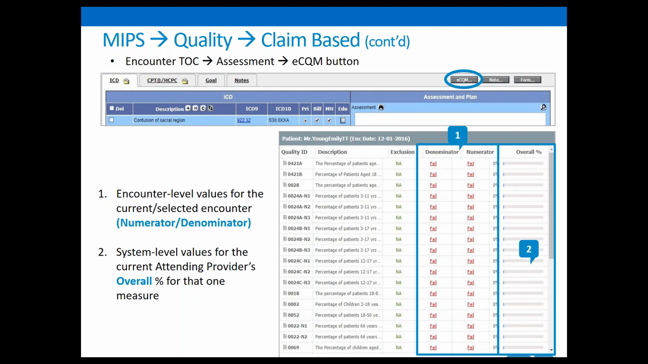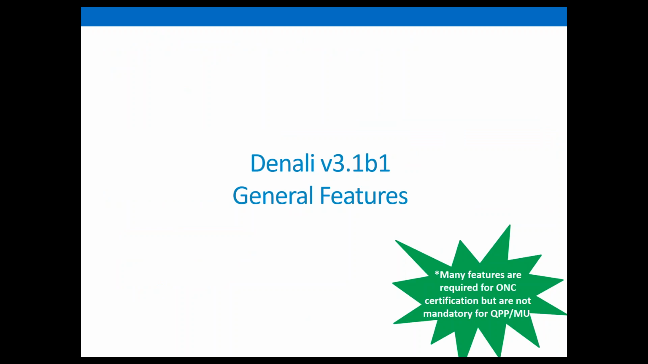And then that far right column that says overall lets you know how you as a provider are doing for that measure overall. So the denominator numerator is specific to your current encounter. The overall percentage is that measure per doctor performance. So you have two parts of that dashboard. So that is specifically the MU QPP setup portion of the upgrade.